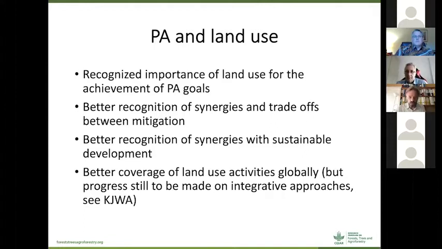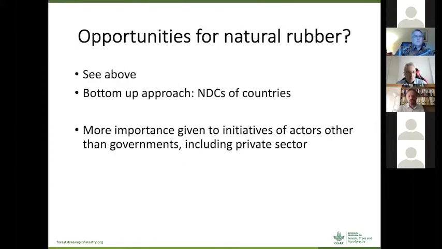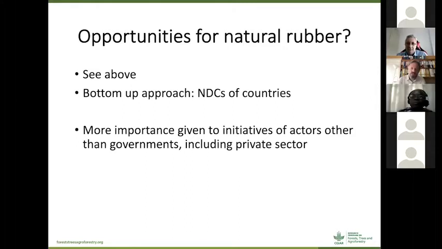And we're going to talk about the Koronivia joint work on agriculture. So what does it mean as opportunities for natural rubber? Well, first of all, the points we've just discussed, but there is also the issue, and Alexandre will tell about that, about the bottom-up approach. Countries have submitted NDCs to the Paris Agreement, and now they're implementing the NDCs. And these NDCs also give more importance to initiatives of actors other than governments, including the private sector.